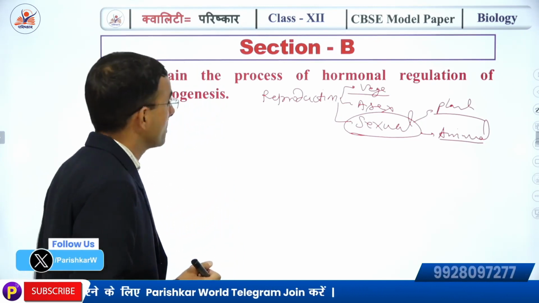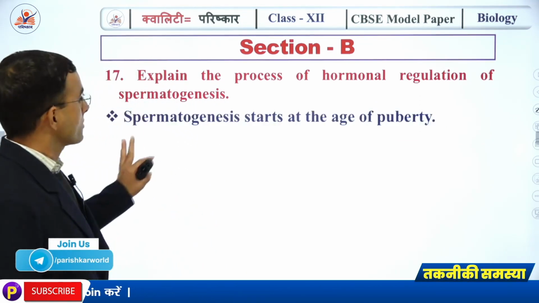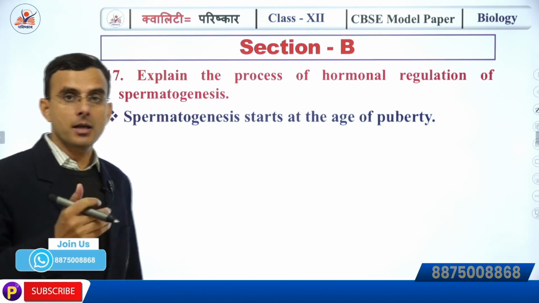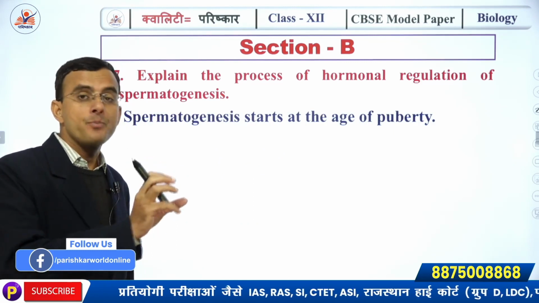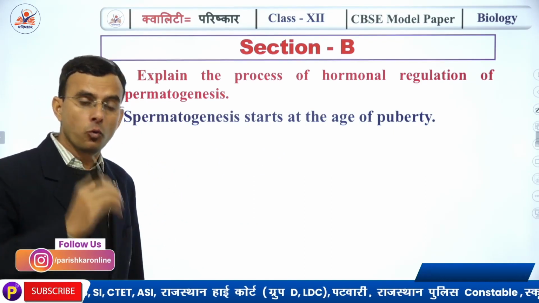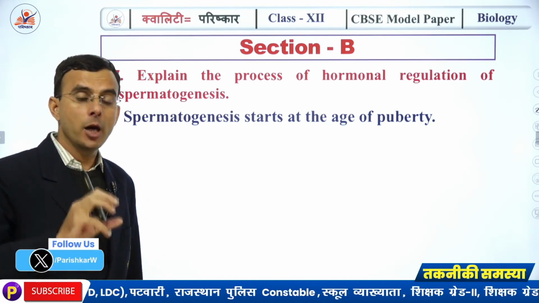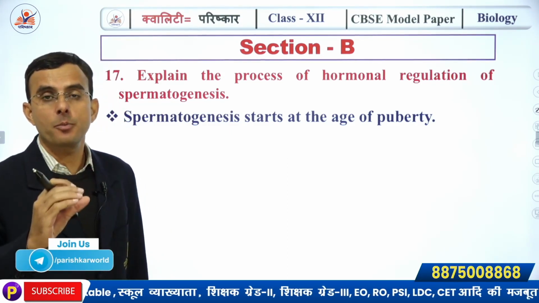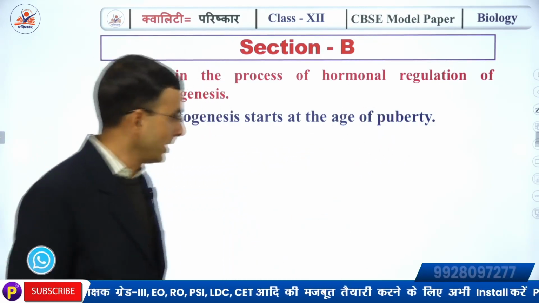They are very important hormones. So how are they regulating? First, spermatogenesis starts at the age of puberty. There are two stages, vegetative growth and reproductive growth, in both plants and animals. Whatever the organism, whatever the plant, they have to attain a certain stage for sexual reproduction. That stage in humans is known as puberty.